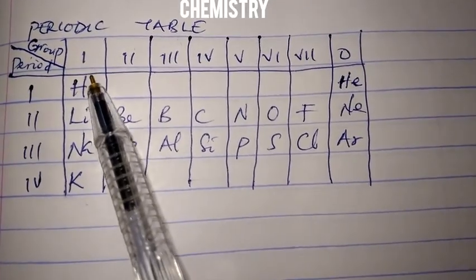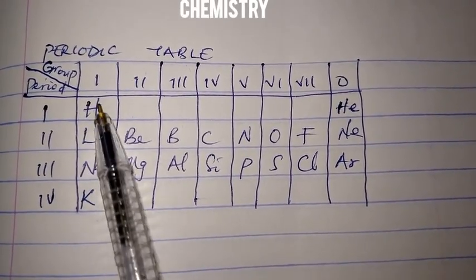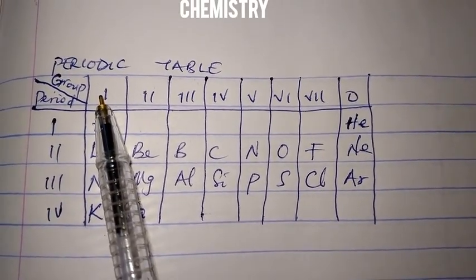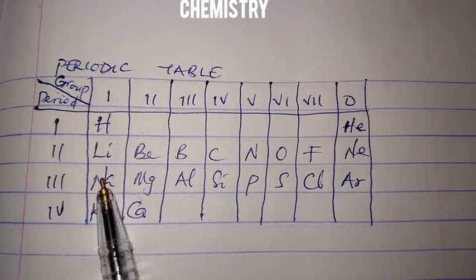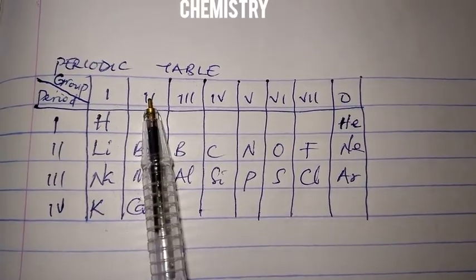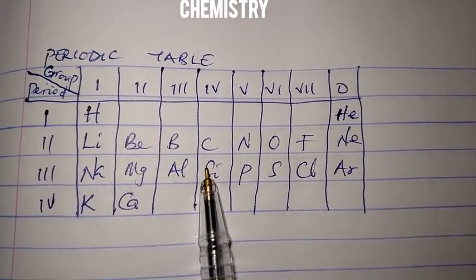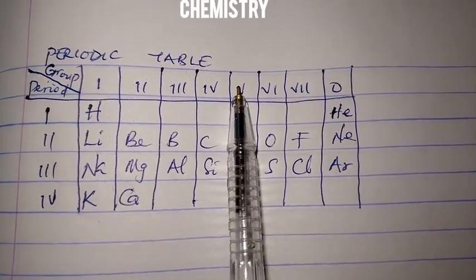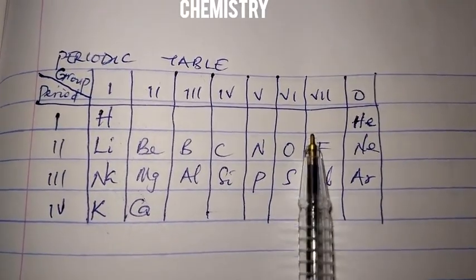All the elements in group 1 have a valence electron of 1, which means they have only one electron in their outermost shell. I will explain what shell means with time. Just know that the valence electrons of all group 1 elements is 1. Group 2 elements, 2. Group 3 elements, 3. Group 4 elements will have a valence electron of 4. Group 5, 5 valence electrons. Group 6 will have 6 valence electrons. Group 7 will have 7 valence electrons.